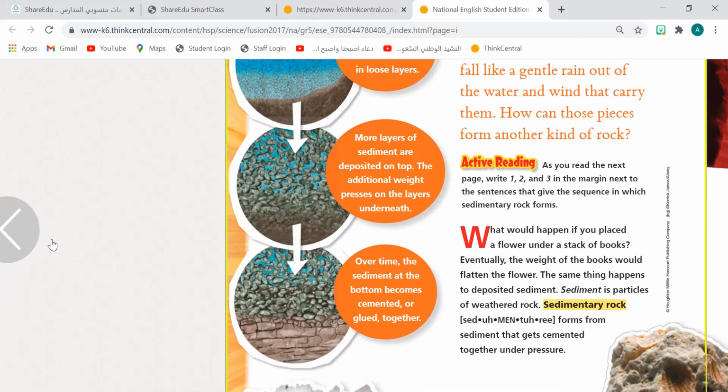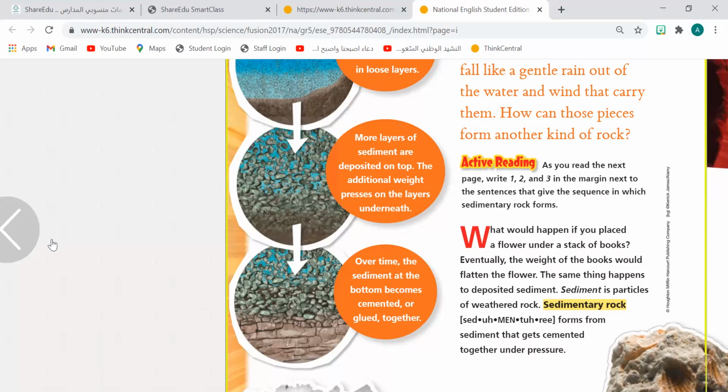Remember the word deposited? What do I mean by deposited? It's like the small rocks that move. Excellent. Yes, they move, or they will change their position. They will change the position where they are. So deposited, they will move. Moving rocks, we call them deposited. Okay?